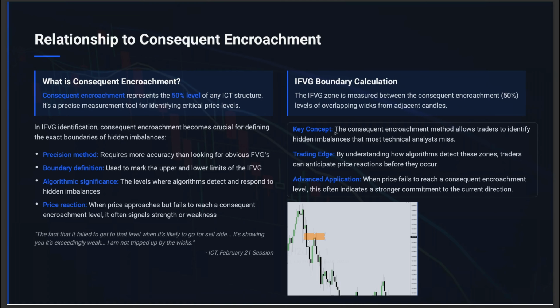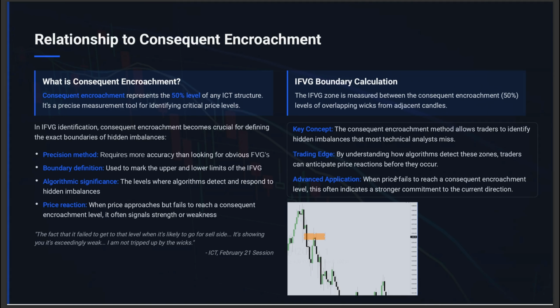Now, key concept. The consequent encroachment method allows traders to identify hidden imbalances that most technical analysts miss. The trading edge: by understanding how algorithms detect these zones, traders can anticipate price reactions before they occur.